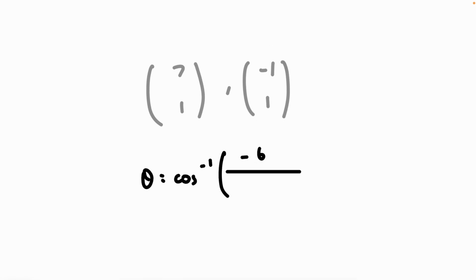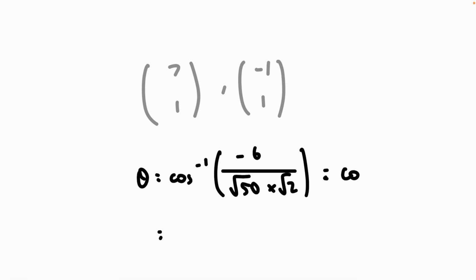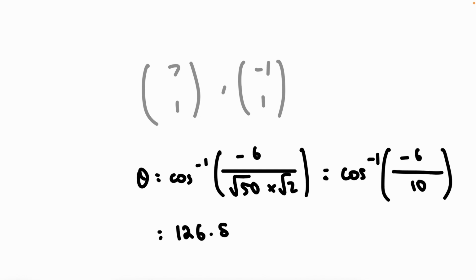So the magnitude of the first vector, square root of 7 squared plus 1 squared, that's square root 50, times the magnitude of this, which is just square root of 2. Okay, so that's the same as, for neatness sake, cos inverse of minus 6 divided by square root of 100, which is just 10. Okay, so if you work this out, we get 126.87 degrees. And that's how you work out the angle between two vectors.